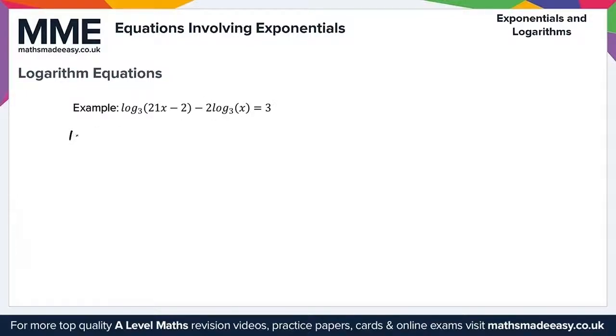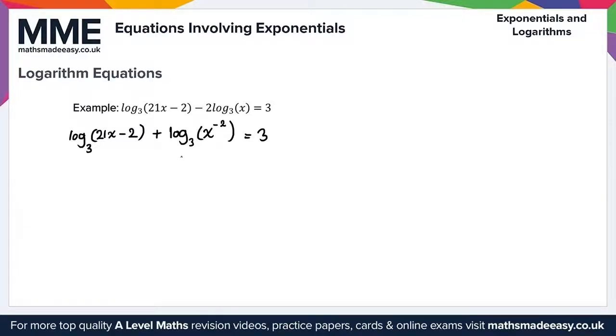So if we rewrite this, this becomes log of 21x minus 2. Okay, that's still base 3. This becomes a plus now. We're taking the minus 2 as the power here for the x. So this becomes plus log x to the minus 2. Okay, so that minus 2 has gone as the power there for the x. And again, this is base 3. So this is all equal to 3 now.